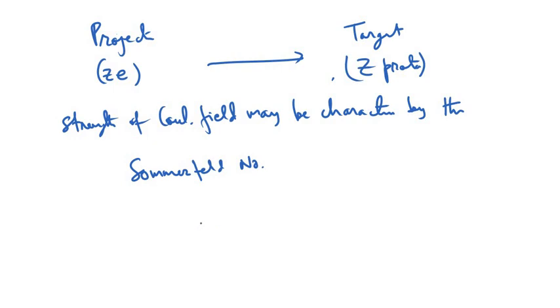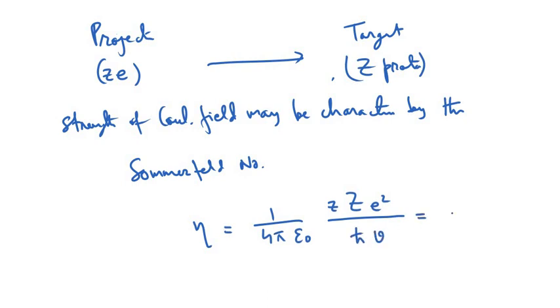What is this number? The number is defined as eta equal to 1 by 4 pi epsilon 0 into small z into capital Z E square, that is the product of both the charges, into h cross into V, or this is basically your alpha small z capital Z C by V, where this V is the velocity with which one particle approaches the other when they are separated by very large distance, and alpha is the fine structure constant.